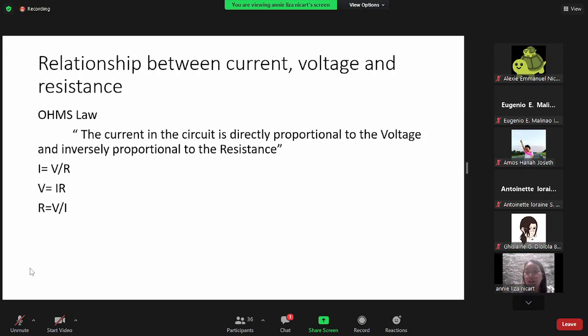Because their relationship is inversely proportional. So whatever is the decrease of the independent variable is the same amount of the increase of the dependent variable, which is the electric current. Okay.